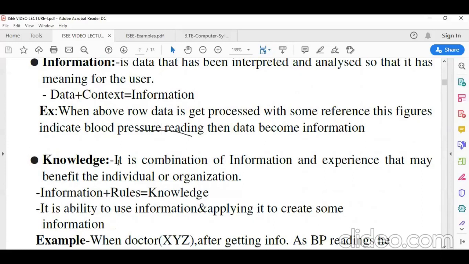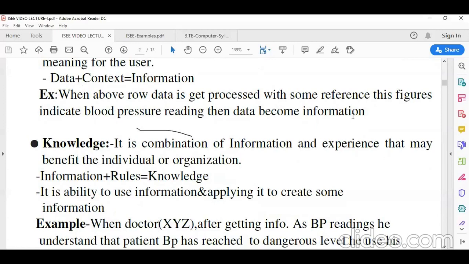First read the definition, then we'll carry on with the same example. It is a combination of information and experience that may benefit the individual or the organization. I have written it in another form: knowledge is nothing but information plus some rules. Or it can be described in another form: the ability to use information and apply that information to create some new, valuable information.